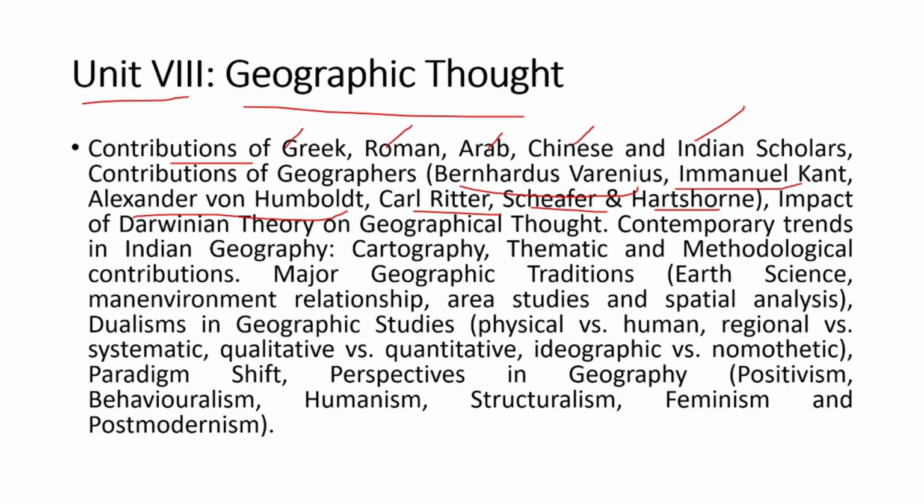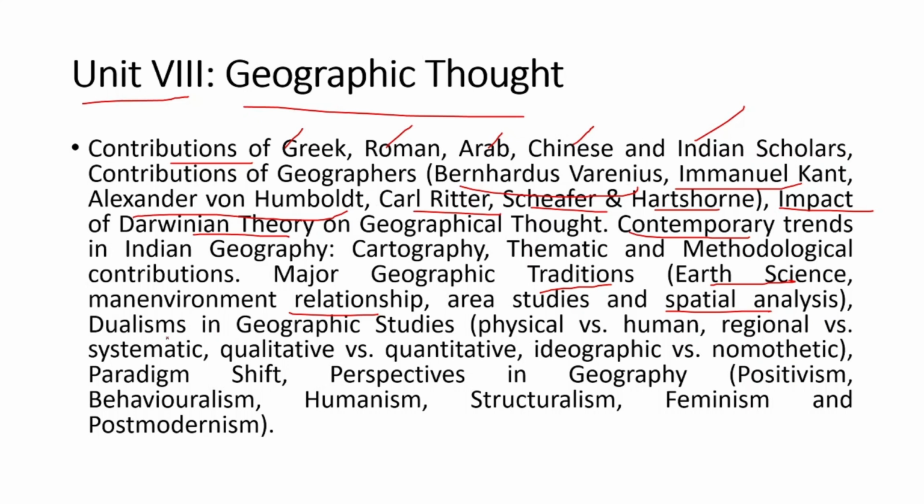It also discusses the impact of Darwin's theories on geography, particularly how evolutionary concepts influenced geographical ideas. Contemporary trends in Indian geography are explored, including advances in cartography and thematic and methodological contributions. The unit covers major geographic traditions such as earth science, the study of human environment relationships, area studies and spatial analysis.